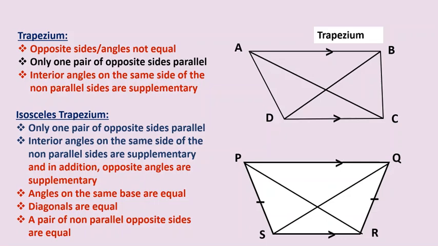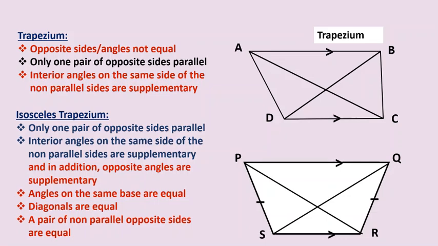Only one pair of opposite sides are parallel. That is true for every trapezium. So, in this specially, angle S and angle R are equal. Angle P and angle Q are equal. That is why they have mentioned angles on the same base are equal. Same base means if I consider RS as the base, S and R are equal. If I consider PQ as the base, P and Q are equal. Diagonals also equal. You can observe this. Diagonal RP is same as QS.